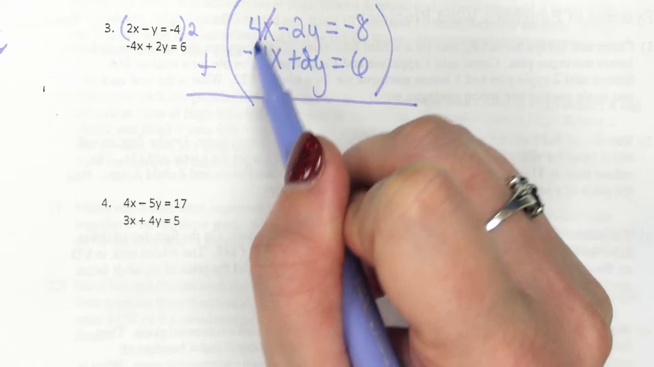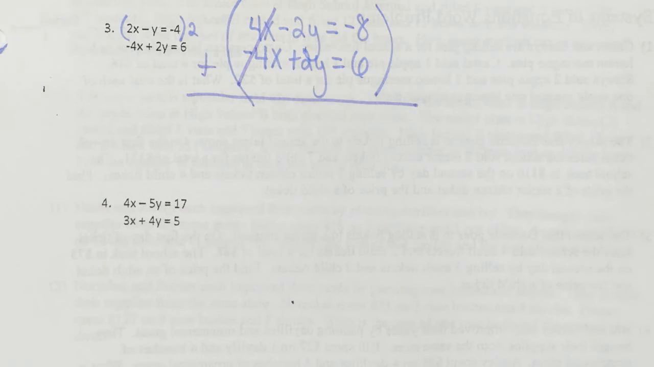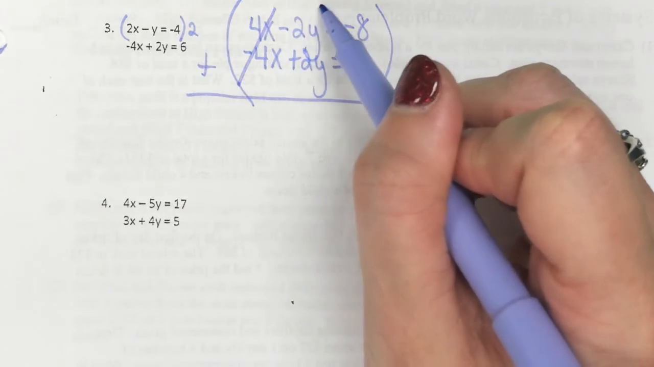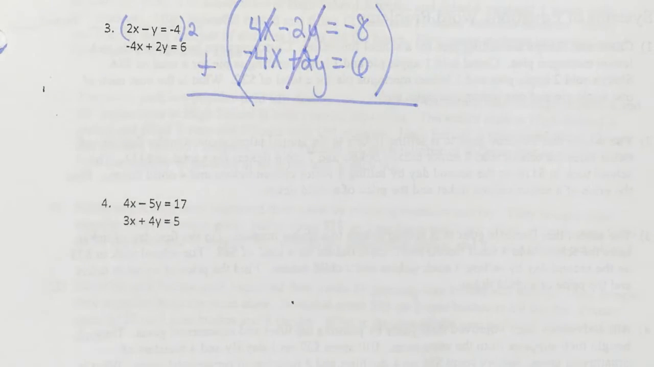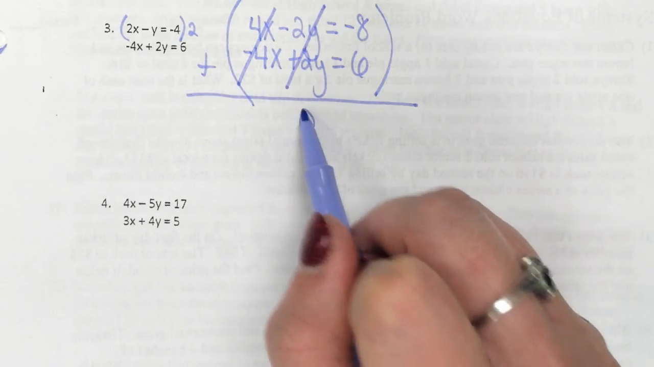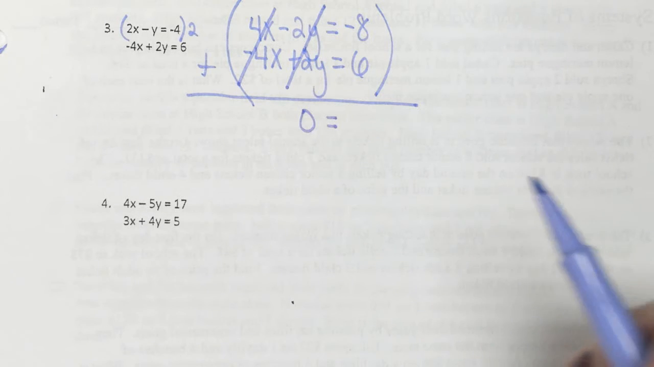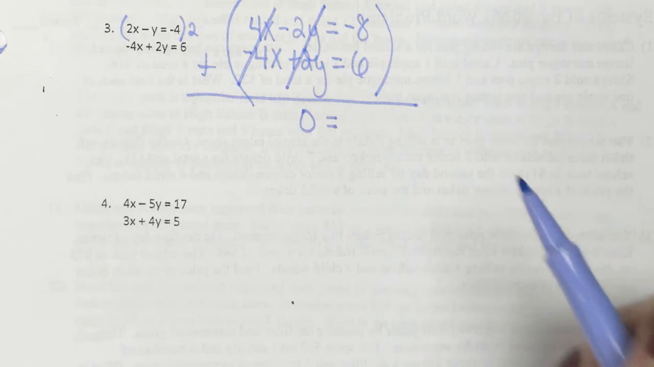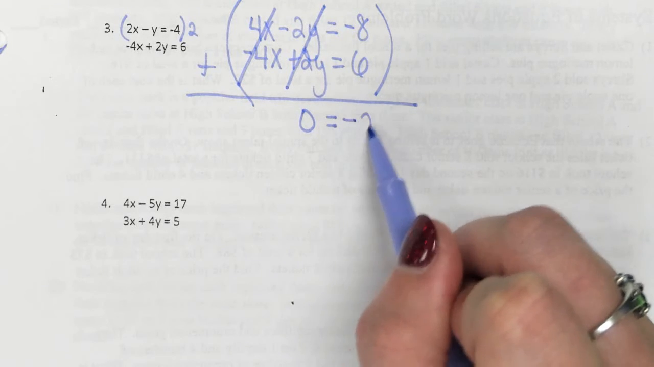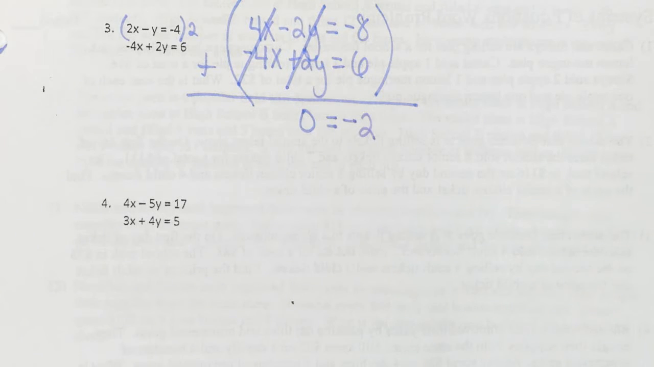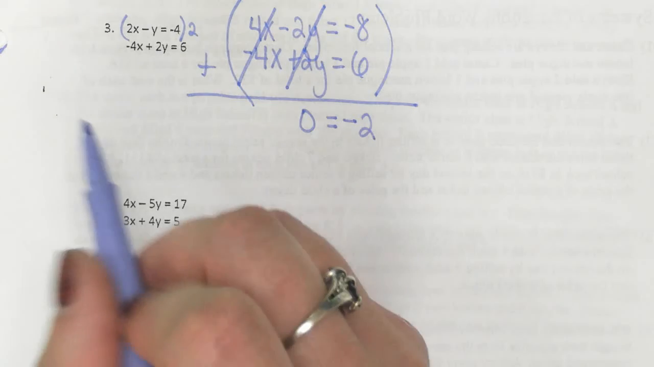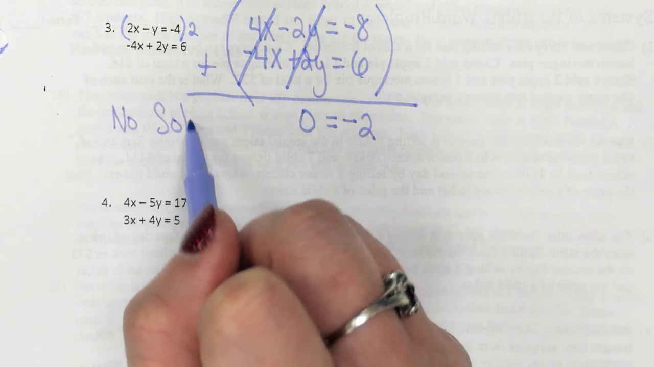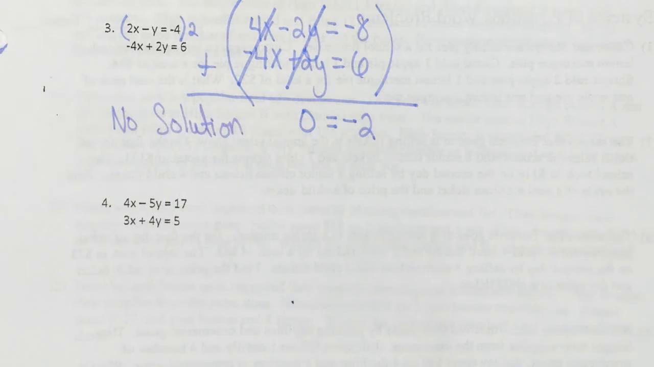All right, so 4 plus negative 4 is 0. But negative 2 plus negative 2 is also 0, and we have to write the 0, guys, because there's nothing else on that side. Everything canceled, so you have to write the 0. Negative 8 plus 6 is negative 2. Those do not equal each other. So that is not all real numbers. That is no solution. So if we were to graph that, what kind of picture? Parallel lines. Very good.